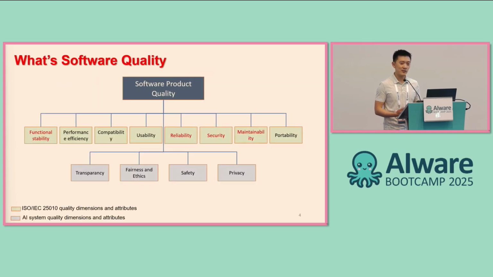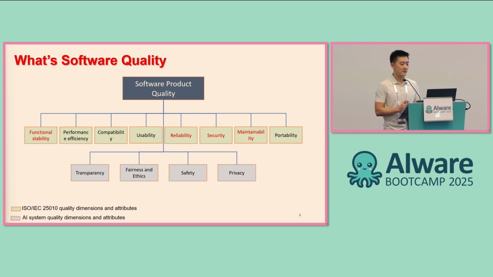Software quality is something that's been well established in the industry for a very long time. There are standards like ISO IEC 25010, where they define a bunch of characteristics or dimensions of product quality that cover things like compatibility, performance, functional stability, etc. And then we believe that when it comes to AI software, it has to be extended.